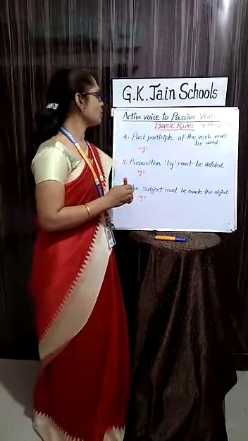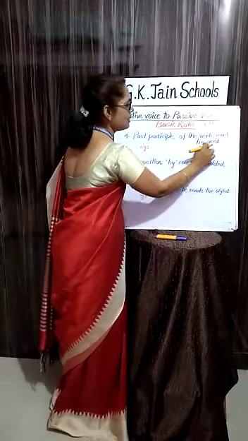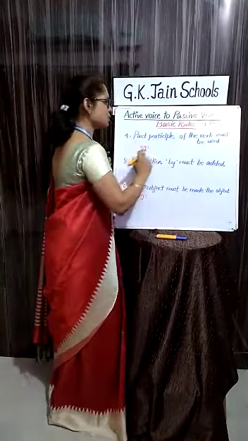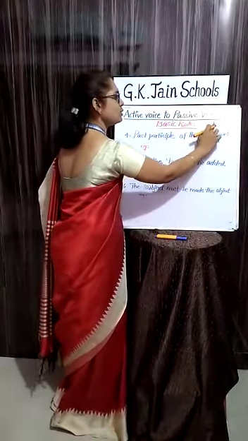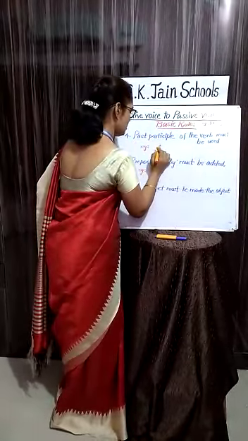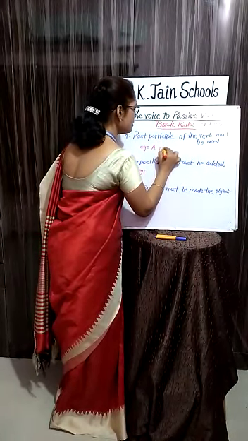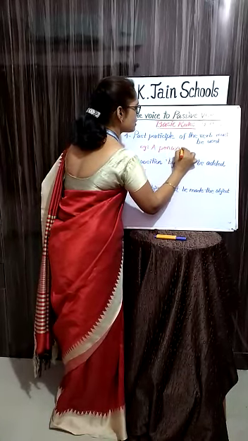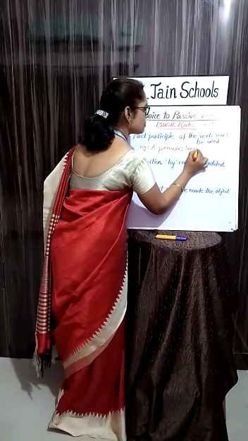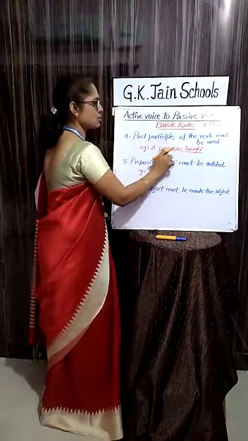So let us see the fourth rule, students. Past participle of the verb must be used. If you remember, I have taken the example, I bought a pen. The past participle of the verb will be used now in this example. We have already done the three rules. A pen was. So the past participle of the verb is bought. Bought here is the past participle of the verb and it is used now in the sentence.